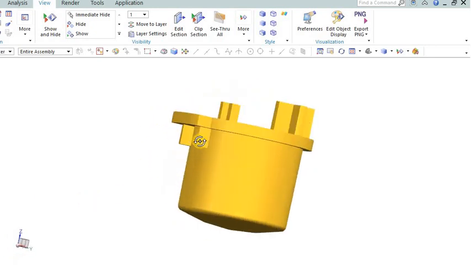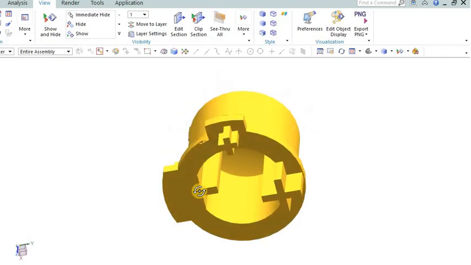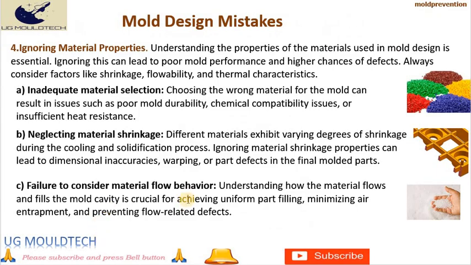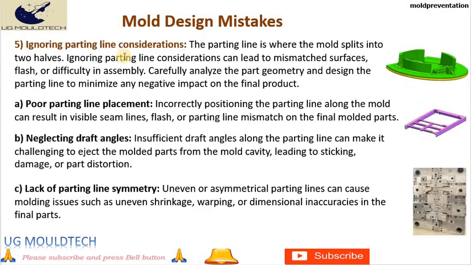C. Failure to consider material flow behavior. Understanding how the material flows and fills the mold cavity is crucial for achieving uniform part filling, minimizing air entrapment, and preventing flow-related defects. Neglecting material flow behavior can result in incomplete filling, voids, or flow marks on the parts. Friends, next point in mold design is 5. Ignoring parting line considerations. The parting line is where the mold splits into two halves. Ignoring parting line considerations can lead to mismatched surfaces, flash, or difficulty in assembly.